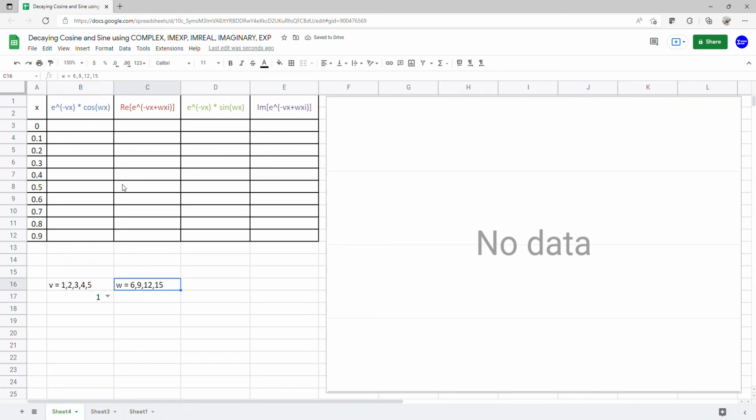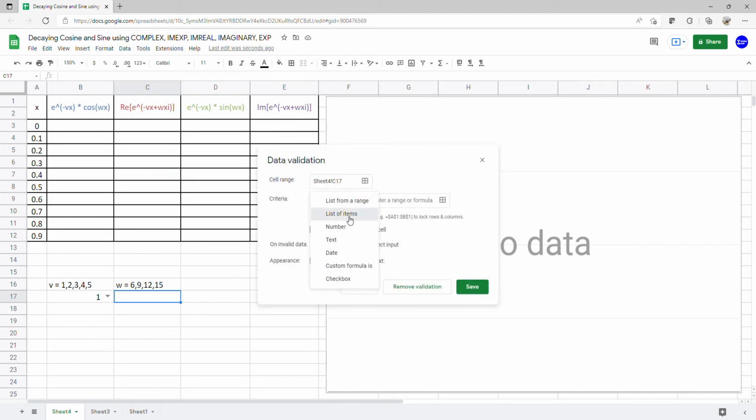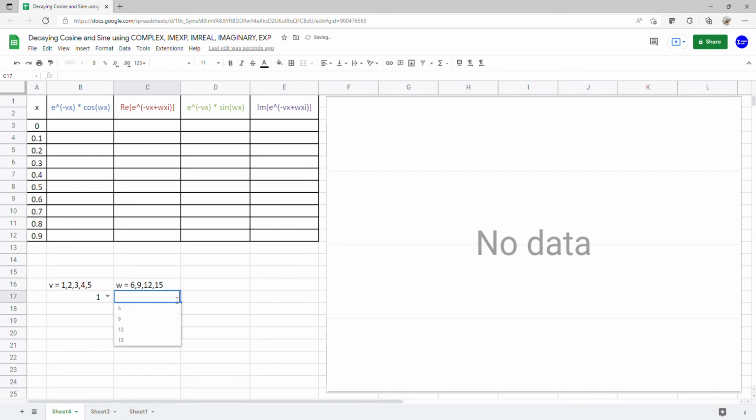Likewise, the value of w. So this will be data validation, list of items from 6 to 15. So we can start with 6.